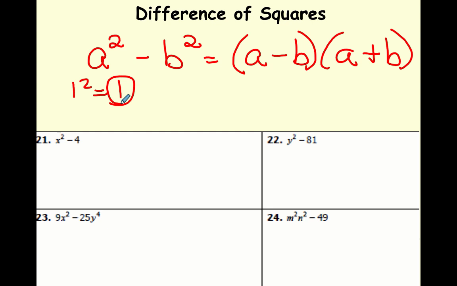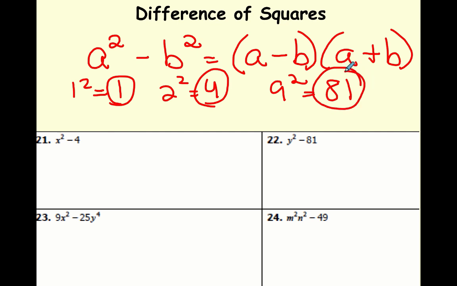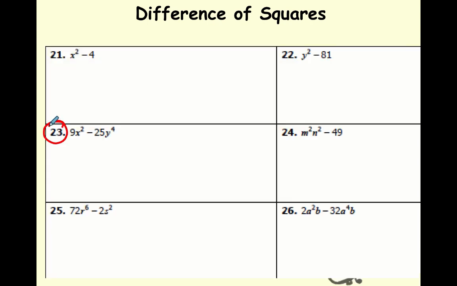1 is a perfect square. Since 2 squared is 4, 4 is a perfect square. So for example, again, 9 squared gives me 81, so 81 is a perfect square. So now let's go ahead and use the rule. So we're going to do number 23.